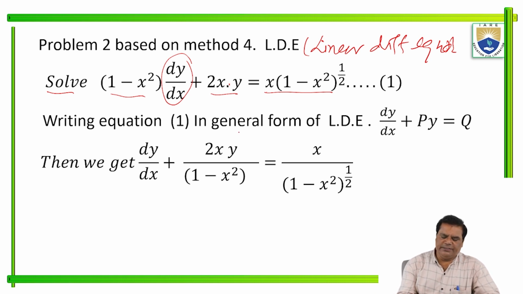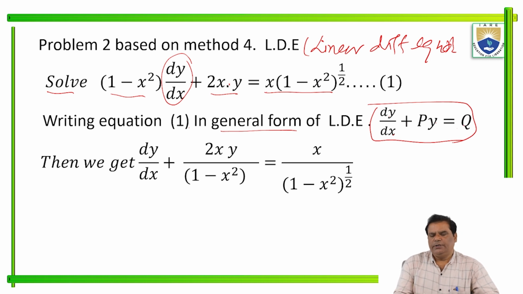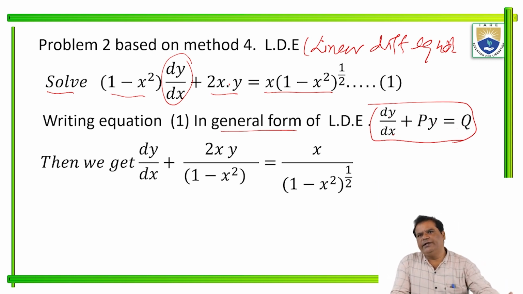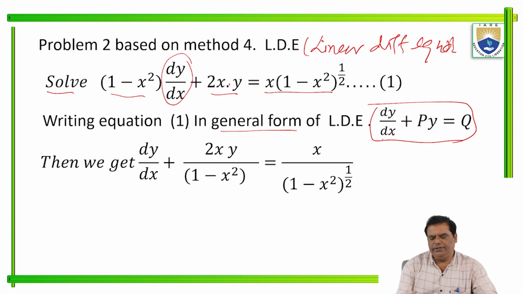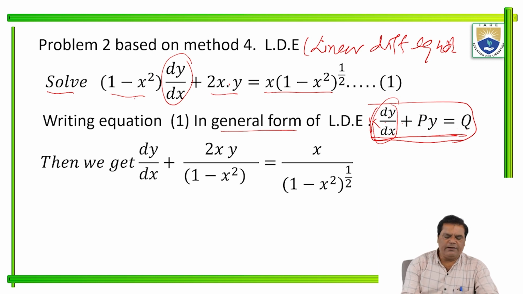So, writing this equation 1 in general form. The general form is dy/dx plus py is equal to q. Any question of linear differential equation must be of this type. First is dy/dx, the first derivative, with nothing before dy/dx, that is, multiplied by 1, plus py equal to q. But in our question, before dy/dx is 1 minus x square, so we have to remove it.